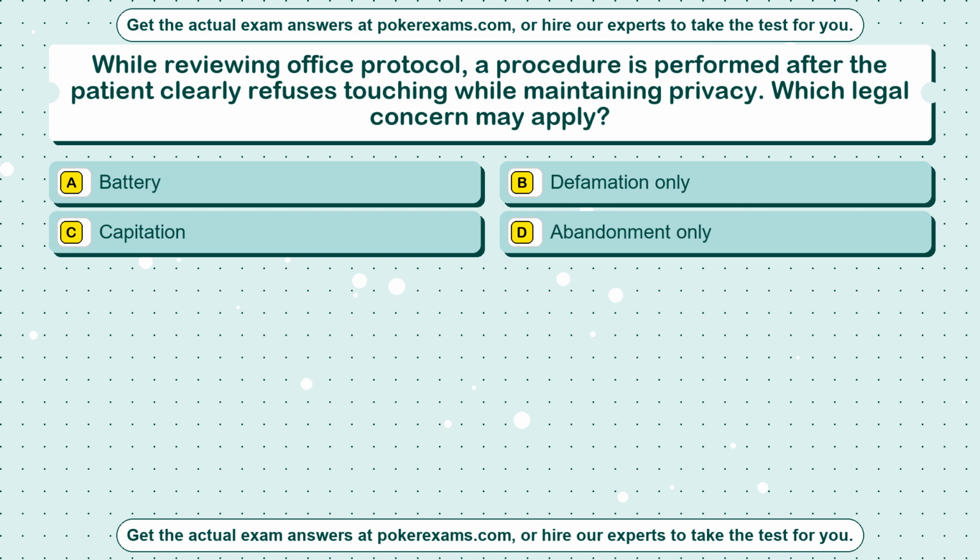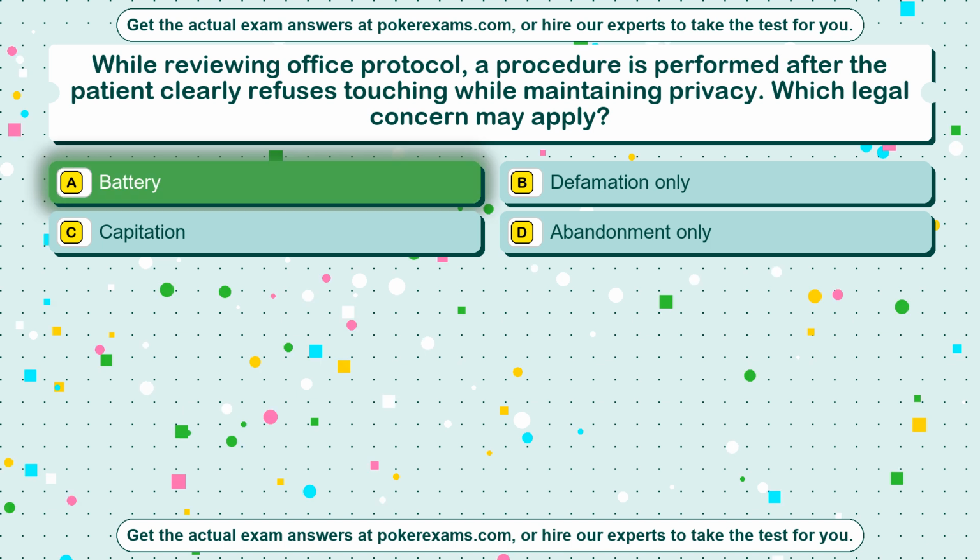Question 71. While reviewing office protocol, a procedure is performed after the patient clearly refuses touching while maintaining privacy. Which legal concern may apply? Option A, battery. Option B, defamation only. Option C, capitation. Option D, abandonment only.